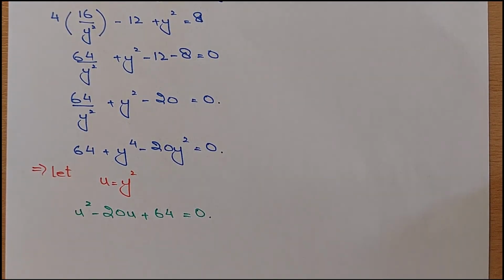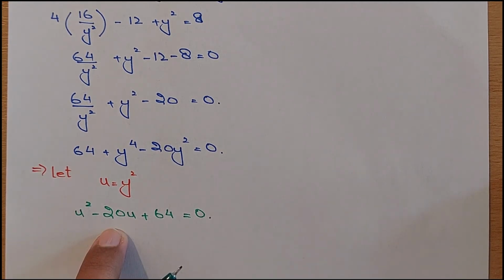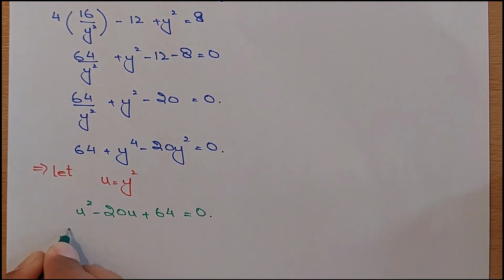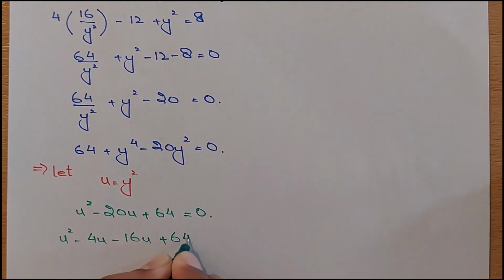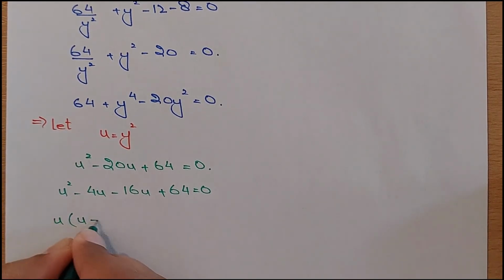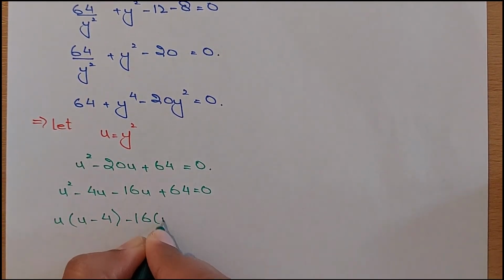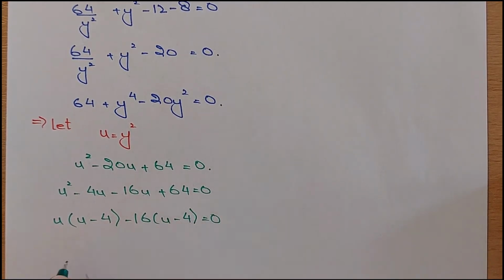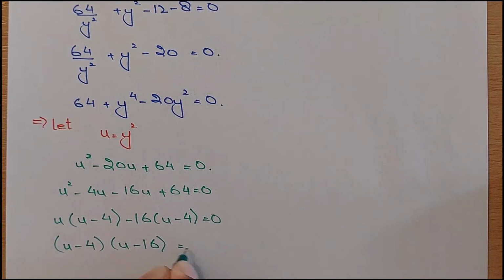So we have 64, and we break the middle term. We know that 4 times 16 is 64, and 4 plus 16 is 20, so minus 4 minus 16 is minus 20, yes. So u squared minus 4u minus 16u plus 64 equals 0, right? Let me take u common. We have u minus 4 and minus 16 common: u minus 4 equals 0. So the factors are u minus 4 and u minus 16 equals 0. So here u equals 4 and u equals 16, right?